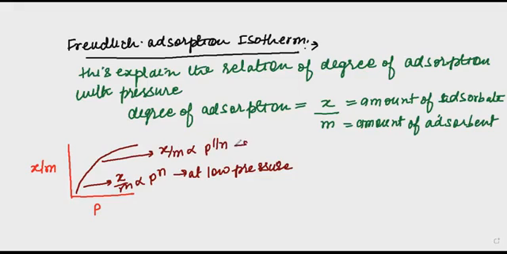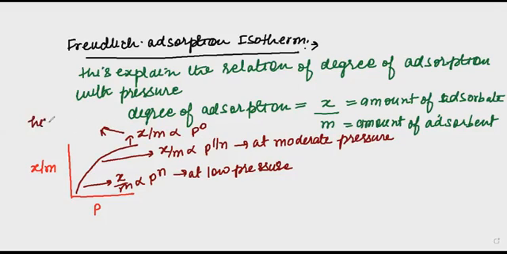1 upon n. This is actually at moderate pressure. And the last one explains x upon m does not depend on the pressure. This is at high pressure. It means there is no effect of the pressure on adsorption. Clear? But you must remember that.